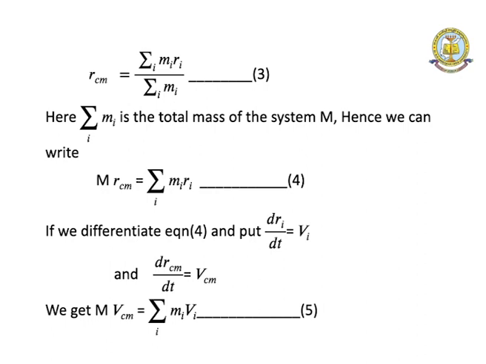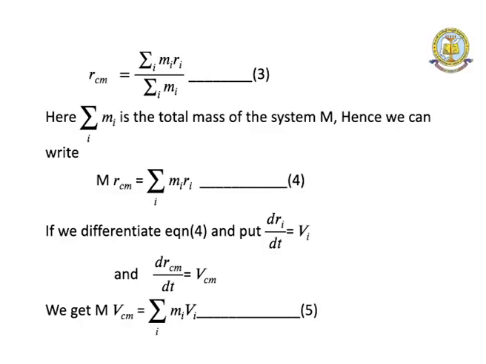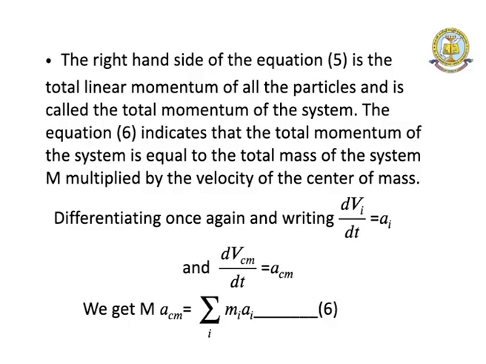After differentiating and substituting these values, we get M into vcm is equal to summation of i, mi vi. So this is equation 4 differentiated with respect to t, substituting the values of dri by dt and drcm by dt. The right term, summation of mi vi, is the total linear momentum of the particles, and this is called the total momentum of the system.